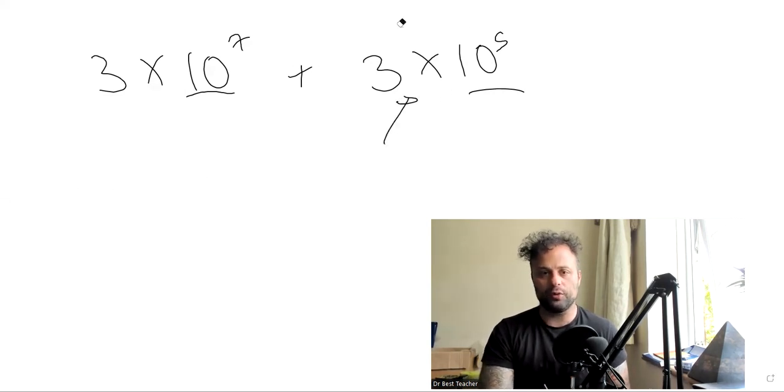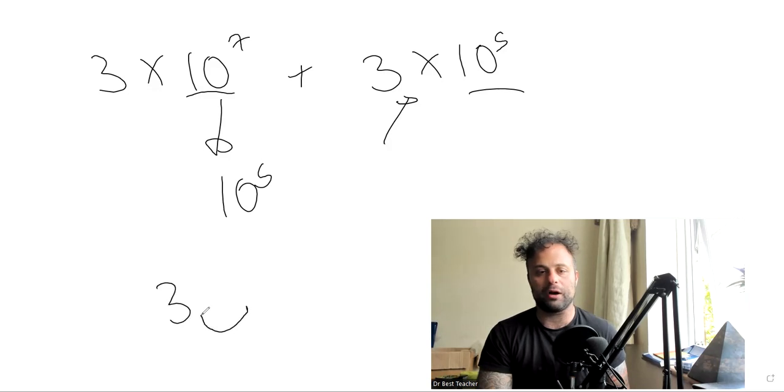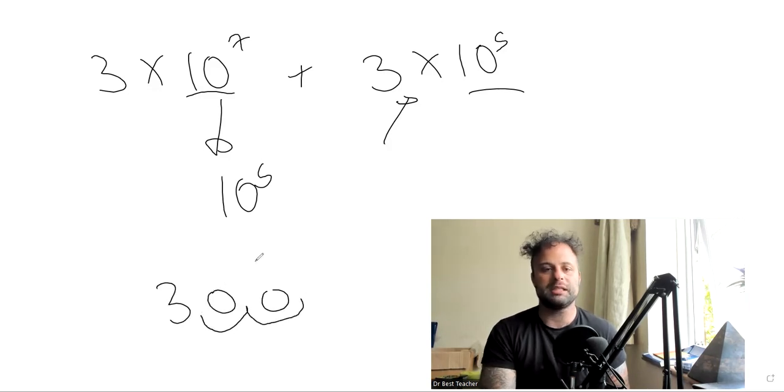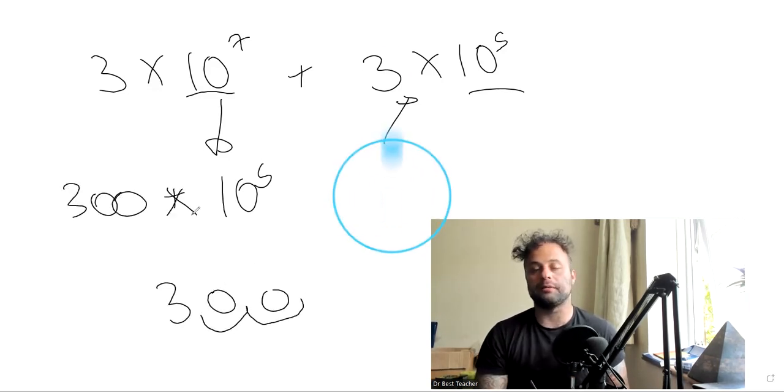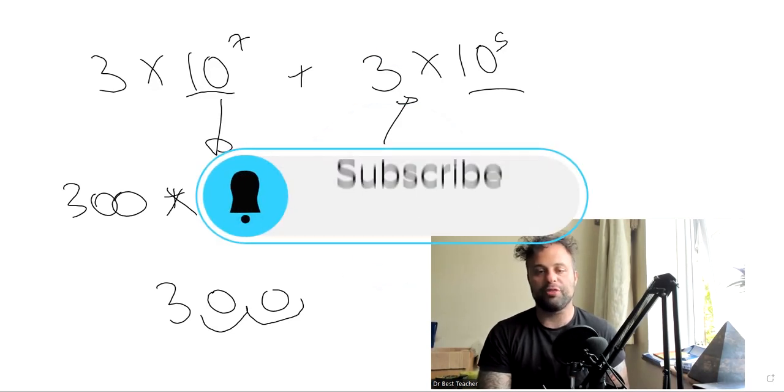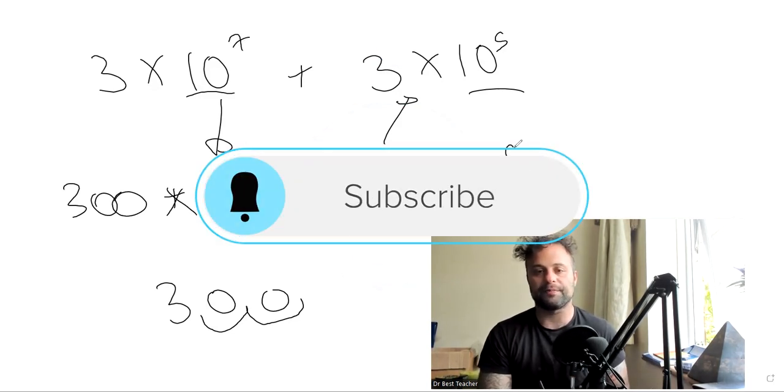So what I have to do is change this to 10 to the 5. Okay. And that means I have to get rid of 2 of these 10s. So I'm going to get the number 3 and make it bigger by 2 times. So this is going to be 300 times 10 to the 5 plus 3 times 10 to the 5.